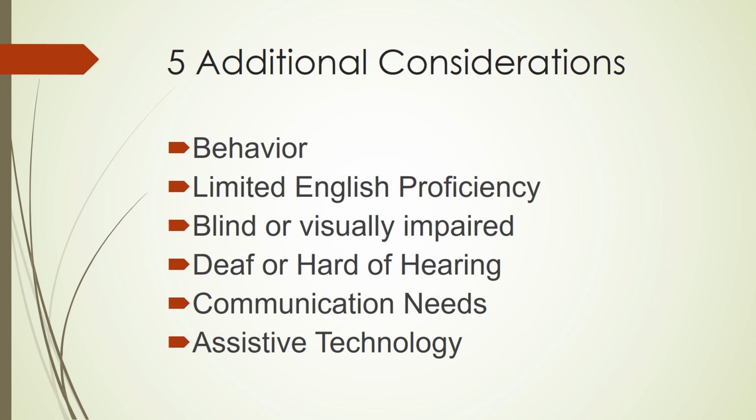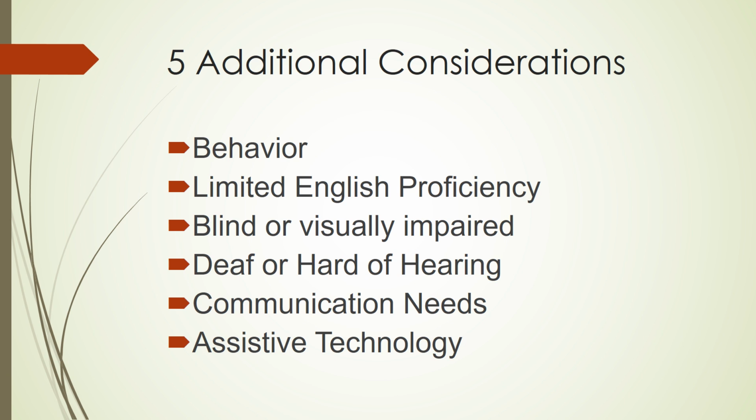So on your IEPs, there's always a spot that says additional considerations. So these are 5 additional considerations that we need to think about. Is behavior going to impede the student's ability to progress? If so, we will need a behavior intervention plan, or we will need specific goals and accommodations, modifications, services, etc. for that student. Another consideration is limited English proficiency.